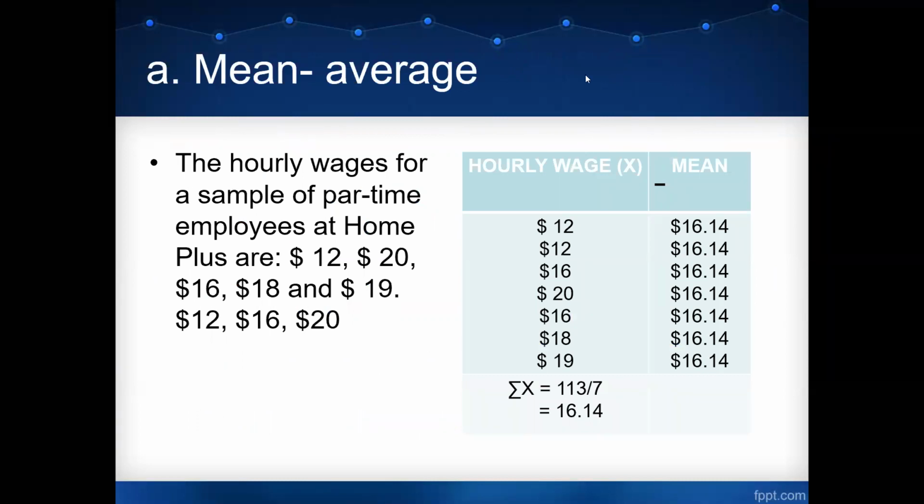So for our example, we have the hourly wages of part-time employees at Home Plus: $12, $20, $16, $18, $19, $12, $16, and another $20. So these are the hourly wages or salary of employees at Home Plus. So how can we get the average? We just add all of these, the total sum, okay?